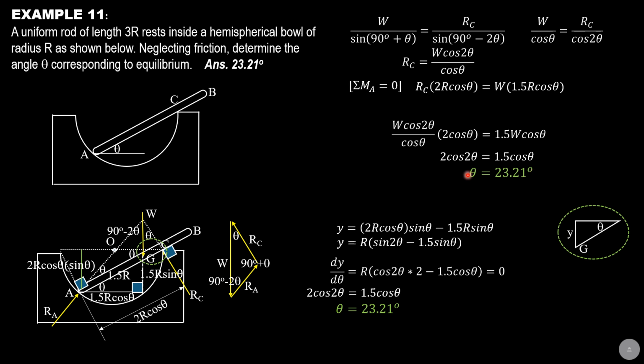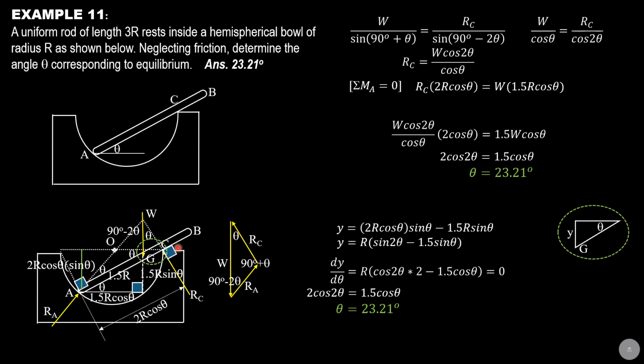So you may use the trigonometric identity for cosine 2 theta: 2 cosine squared theta minus 1. Then transpose this to the left. Then we have a quadratic formula. You'll get theta equals 23.21 degrees. But if you have your high-tech calculator there, which is allowed in the board exam for civil engineers, then you can also get 23.21 degrees.